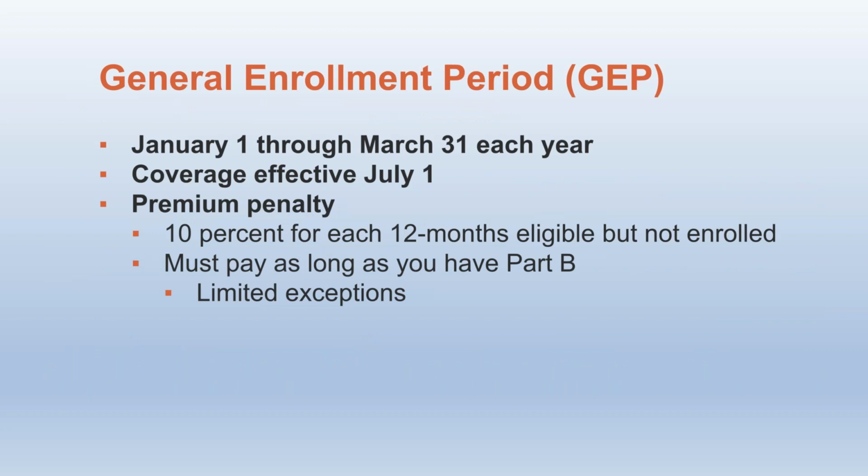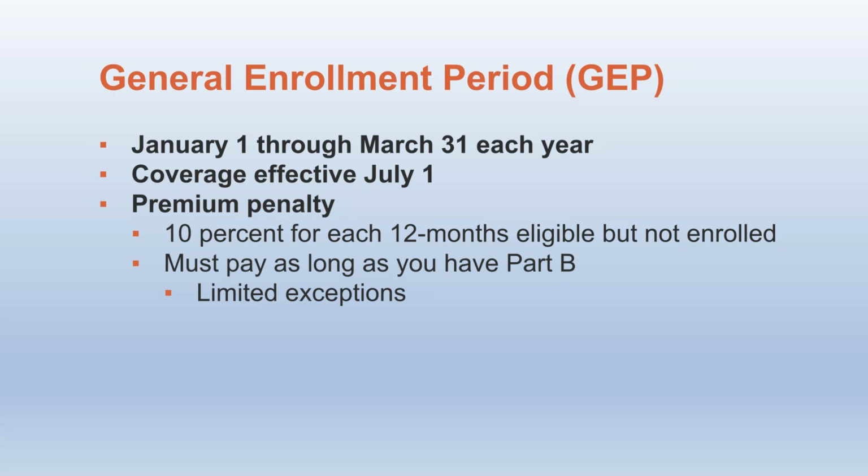The general enrollment period. This is a period that runs each year from January 1 through March 31 for coverage to begin the following July 1. This occurs when you miss your initial or your special enrollment period. So let's say, for example, it was August and you were outside of your initial or special enrollment period, you would have to wait until the general enrollment period to enroll, and coverage would not go into effect until July 1.